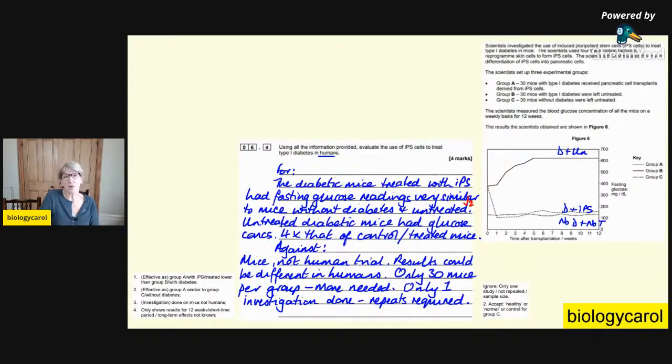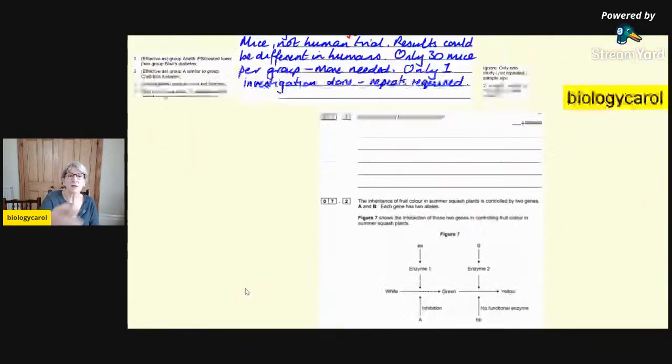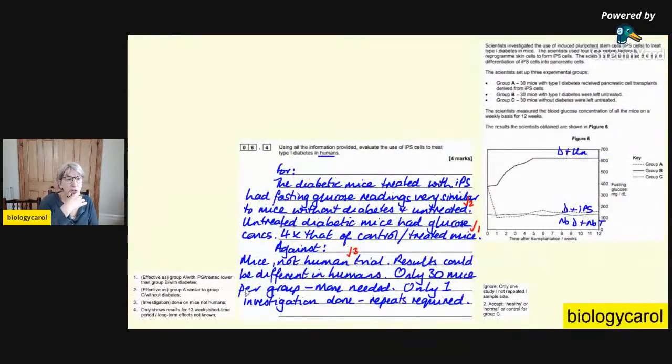So here are the mark points that I got. 1, 2, and 3. And did I not get 4? No, I didn't get mark point 4. Oh, right, yes, I missed this. This is a really common one that I miss. Basically that the trial doesn't go on long enough.